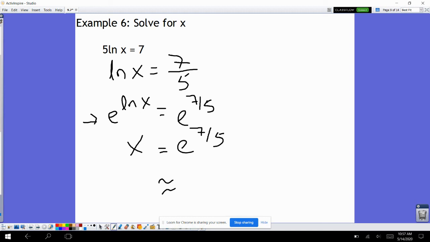You can go ahead and approximate. e is the second function, if you hit the second button and then the division key. Make sure when you raise it to 7/5, that 7/5 is in parentheses. It's about 4.055.